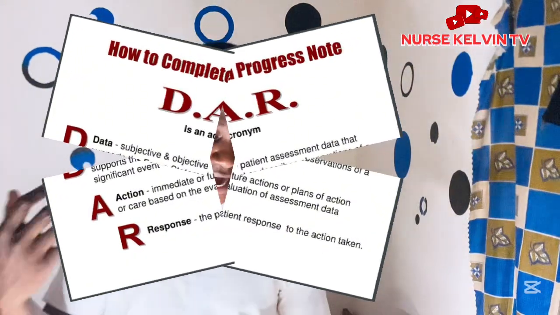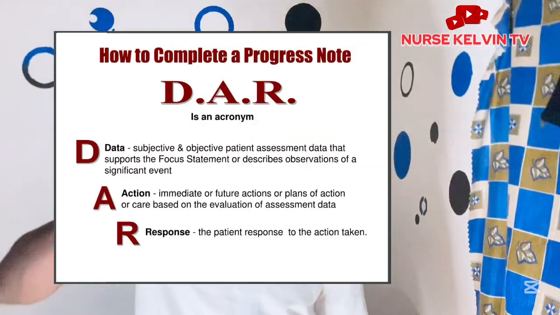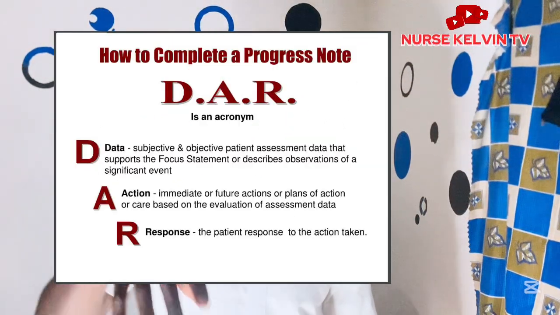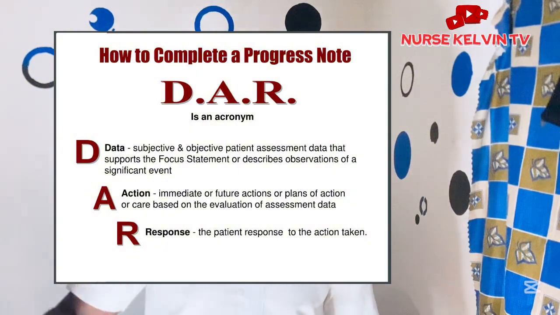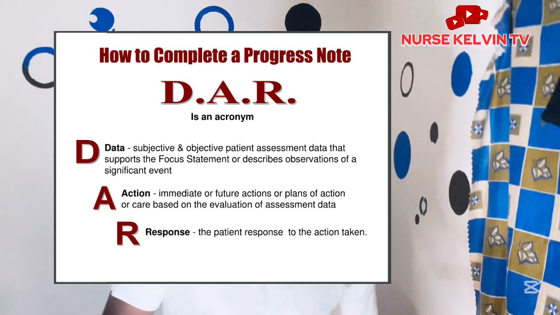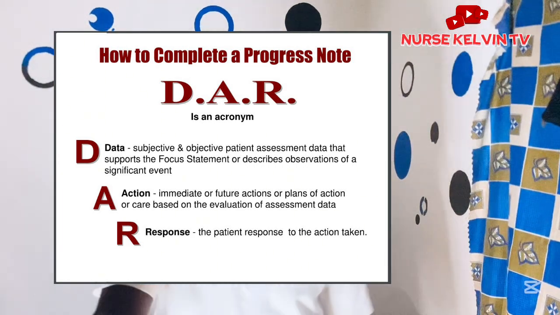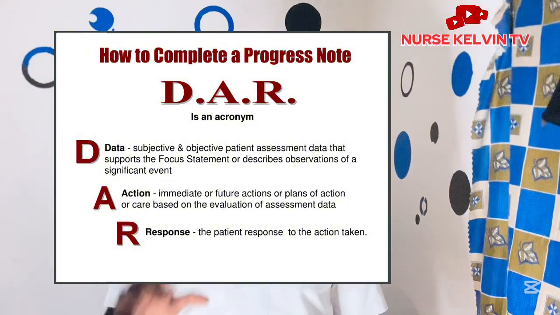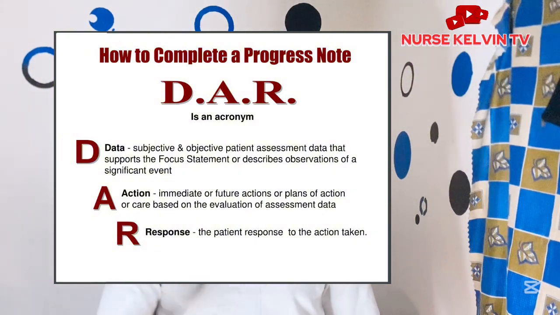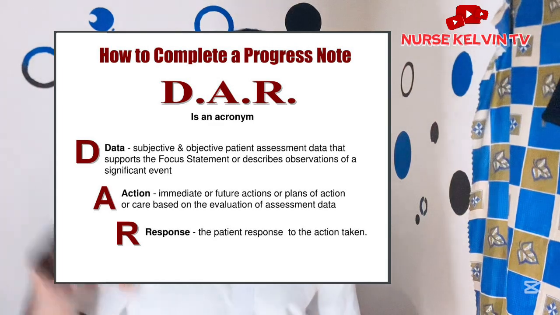Then we have the A. The A stands for action: the action of what you did and what you are going to do for the patient. Then we have the R, which is the response. So how did the patient respond? After you have given the intervention to the patient, how did the patient respond to what you've done for him or her?